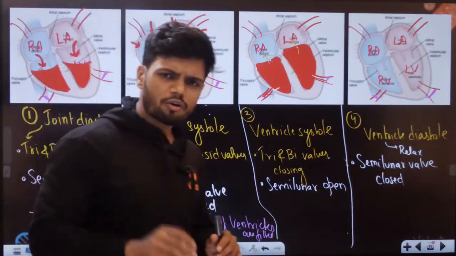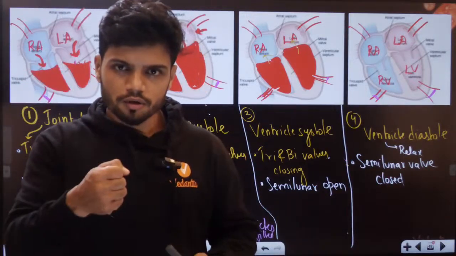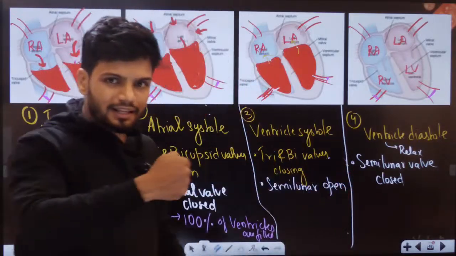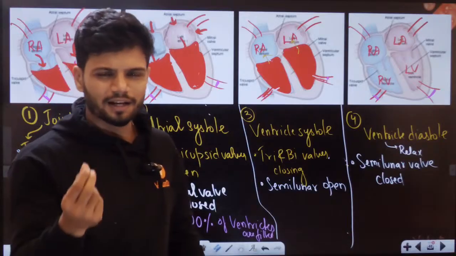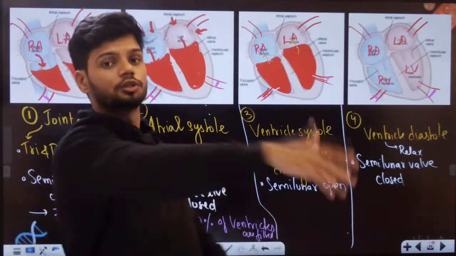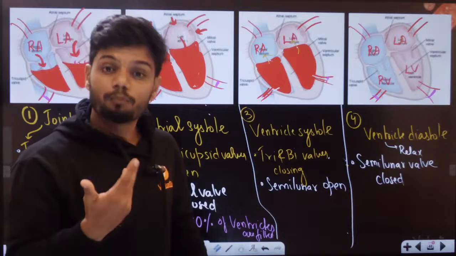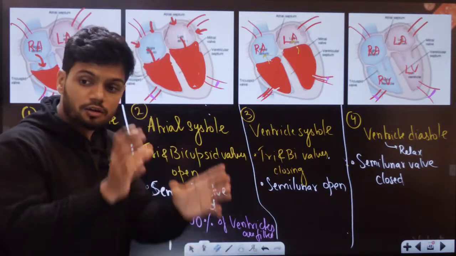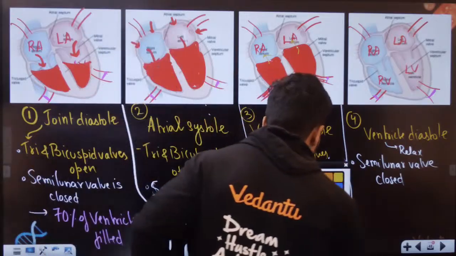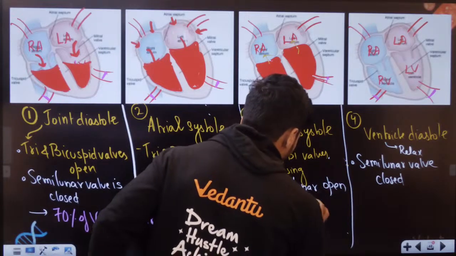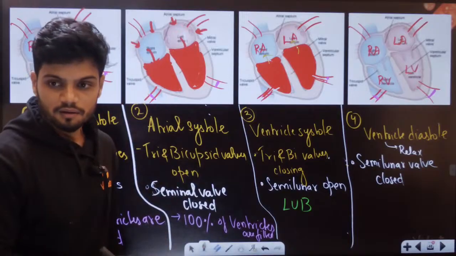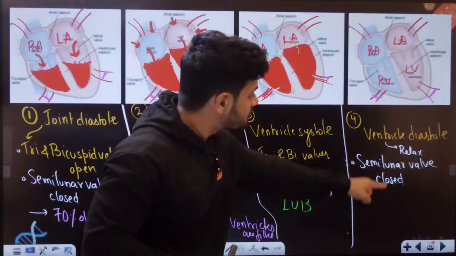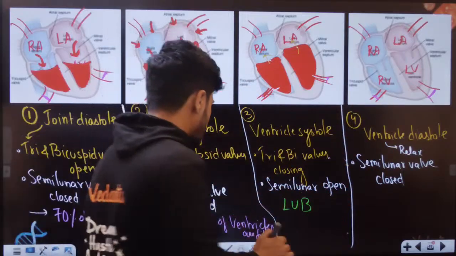Now, students, all of you tell me, when you open a door or when you close a door, when do we get the sound? If we open the door, the sound doesn't come as much, a little creaking sound will come. But imagine you close the door, more sound comes, right? Here also, when the tri and bicuspid valves are closing, it is giving, students, lub sound. Lub sound is coming when the tri and bicuspid valves are closing. When your semilunar valves are closing, that gives the dub sound.